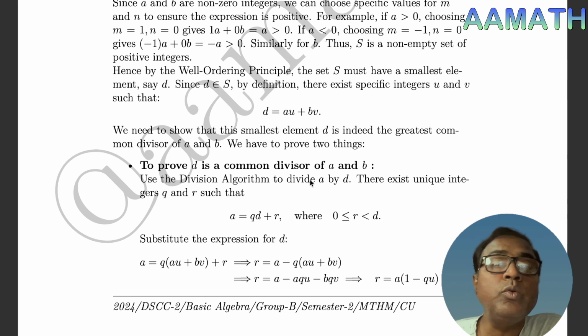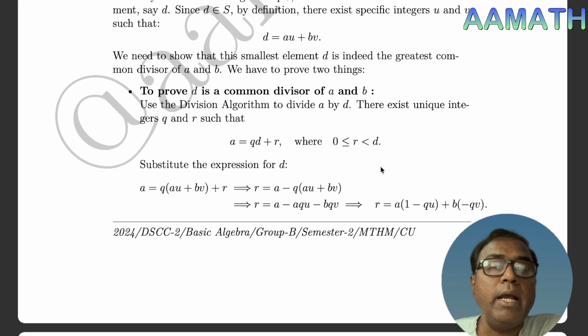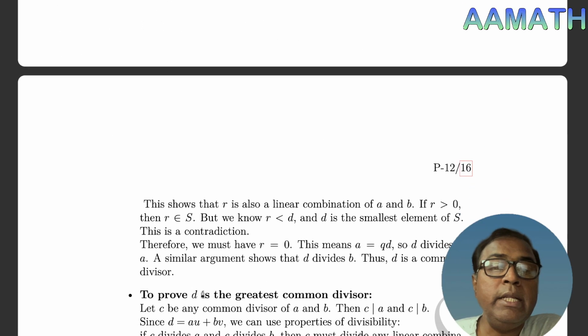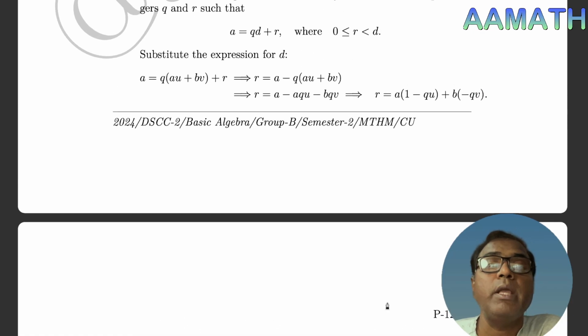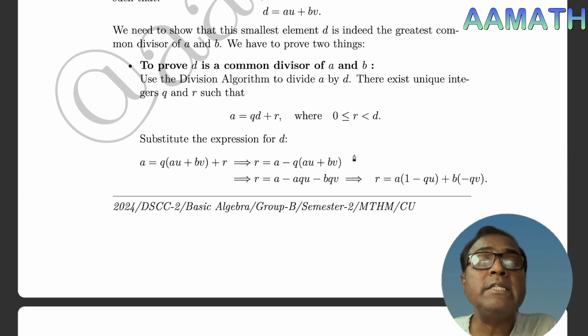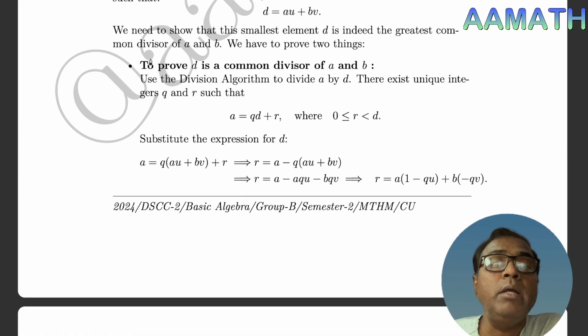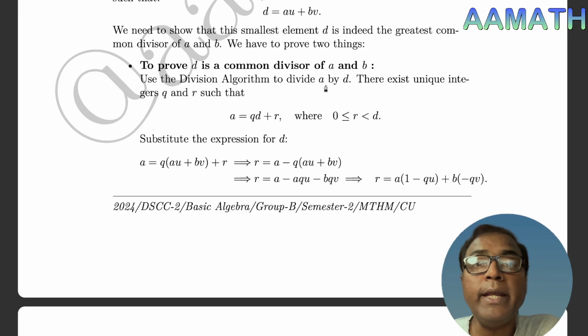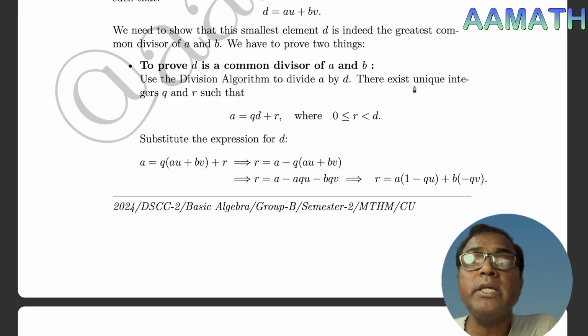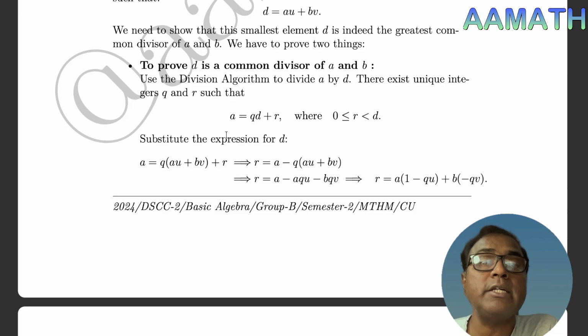We have to prove two things. First, we prove d is a common divisor of a and b, and next we prove this d is the greatest common divisor. First we prove d is a common divisor of a and b. Using the division algorithm to divide a by d, there exist unique integers q and r such that a equals qd plus r, where 0 is less than or equal to r, which is less than d.